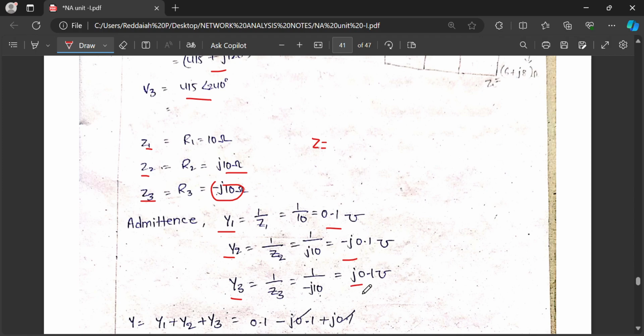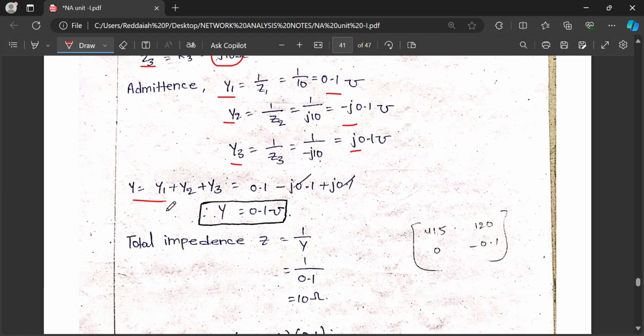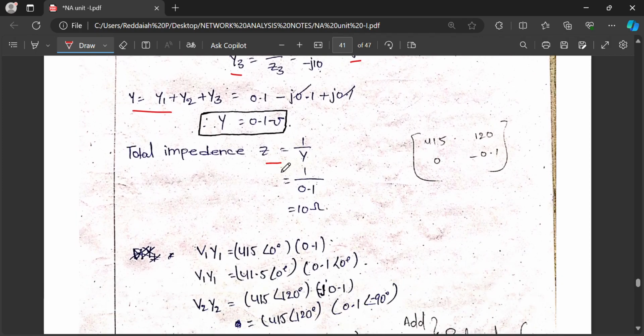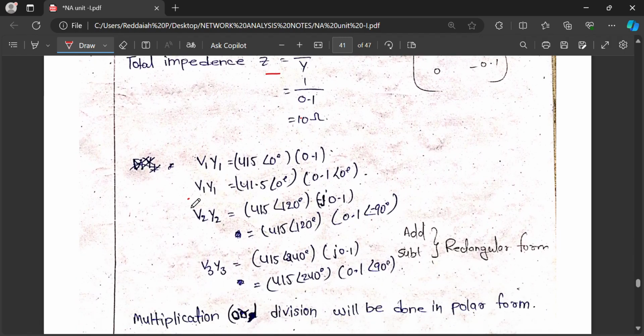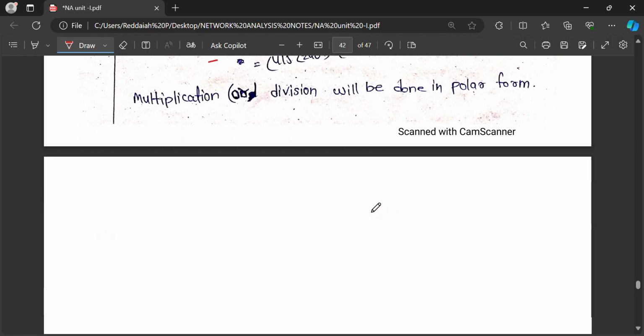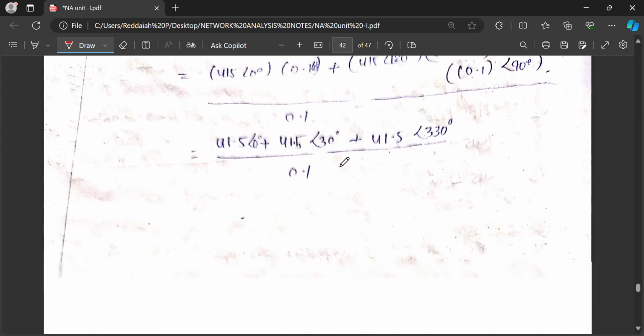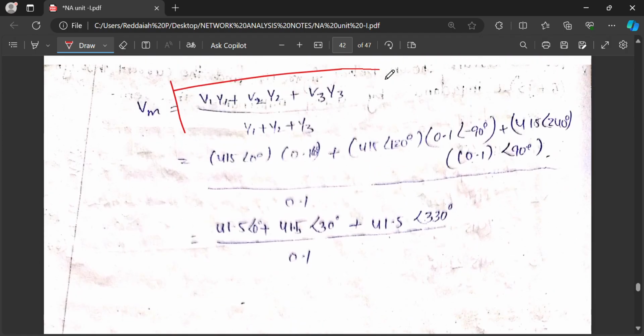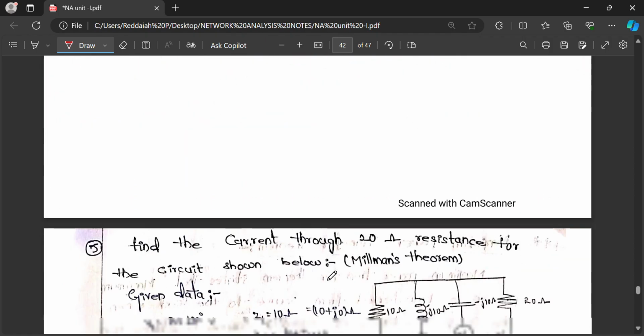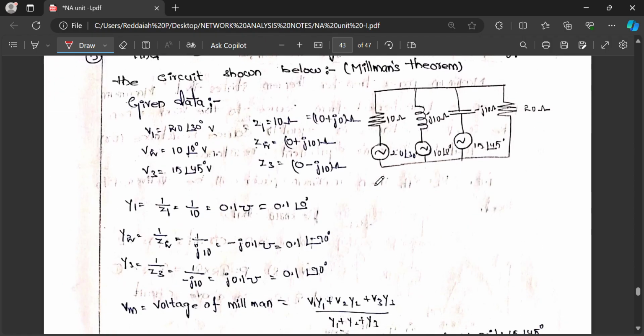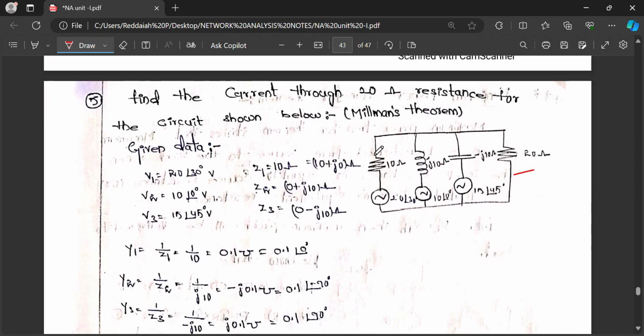After that admittance we have to find. Why? Admittance is the reciprocal of impedance, with unit mho. Then total Y we have calculated, and total impedance Z equals 1 by Y. V1 Y1, V2 Y2, V3 Y3 we have to calculate. Addition and subtraction in rectangular form only. Division and multiplication in polar form only, so we have to convert. After that, substituting in this formula, you will get all this.